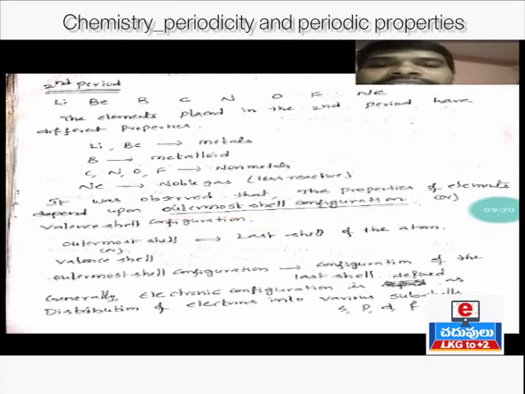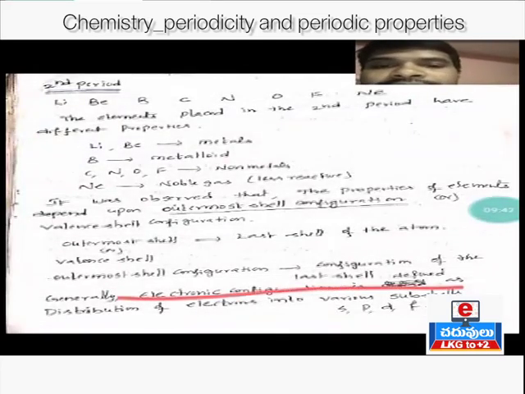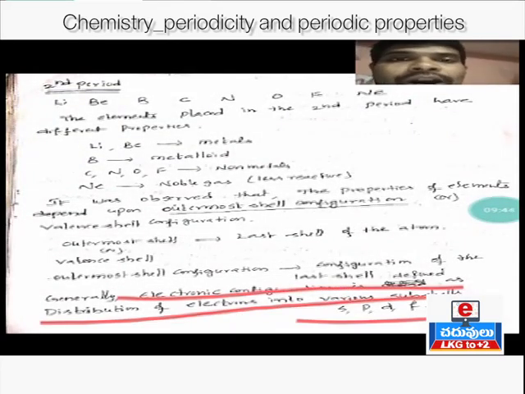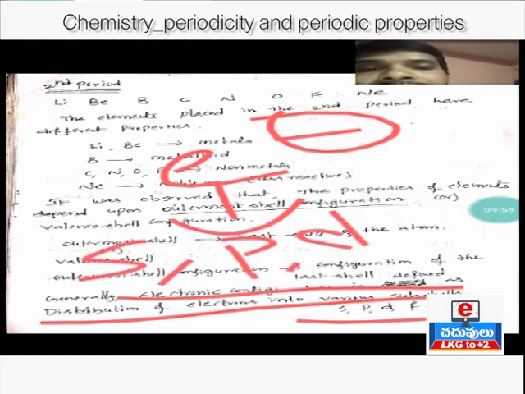Now, generally, electronic configuration. In the previous class, in 9th class, you already studied electronic configuration, and you also learned how to write it. Once again, I will tell the definition of electronic configuration. Electronic configuration is nothing but the distribution of electrons into various subshells. You all know that an element contains electrons, and these electrons are distributed into various subshells. What are the subshells? S, P, D, F. Don't confuse shells and subshells.